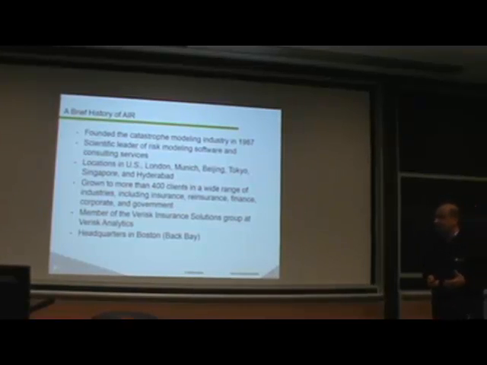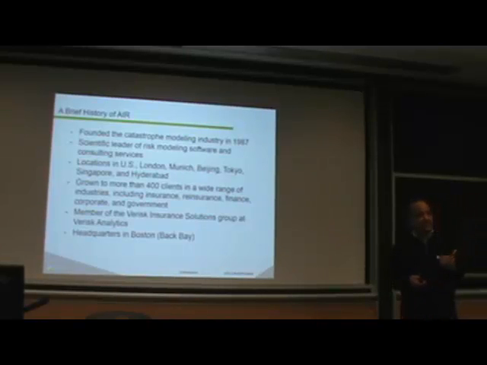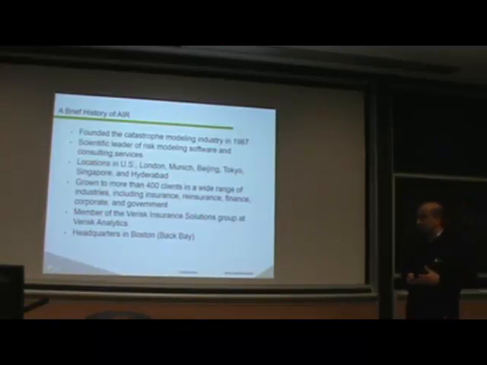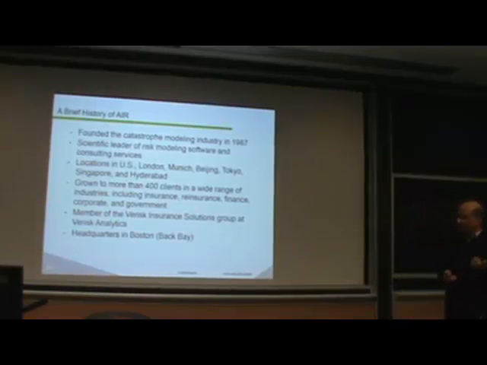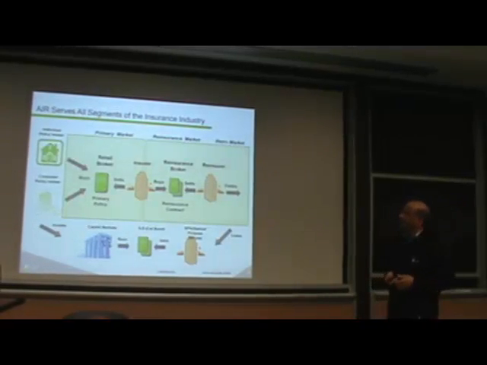And so we have offices. We are headquartered in Boston, just in Back Bay. And then we have offices in Europe, Asia, and we're always expanding, obviously. Within the U.S., we have an office here in Boston as well as in San Francisco. Okay? So we have, as it says, about 400 clients worldwide. As I said, we're part of the Verisk Insurance Solutions Group, over in Boston.